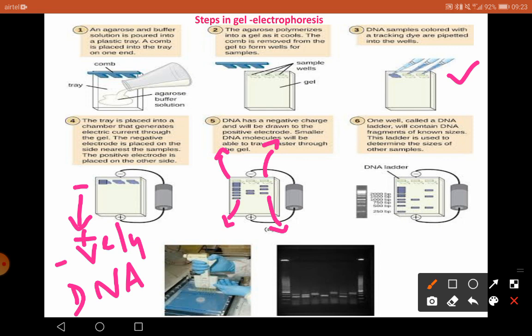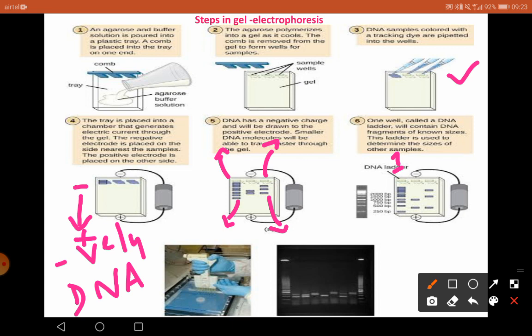One well, called a DNA ladder, will contain DNA fragments of known sizes. This ladder is used to determine the size of the other samples. So usually we first run a ladder, a DNA ladder or marker DNA, in which the fragments have specific mass. Say if we are getting a band here, it means it is 250 base pairs.